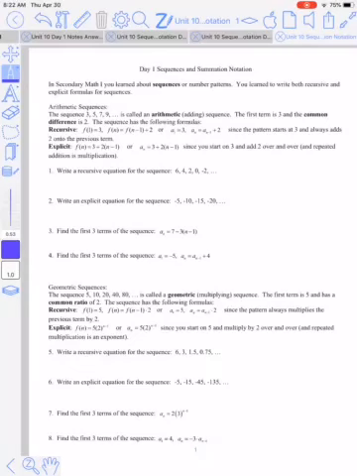Here we go, day one notes. We're going to get this right this time. So, this is the deal. We're going to talk about arithmetic and geometric sequences today. I'm going to give you 3 different videos to watch. I'm trying to make them small and short.